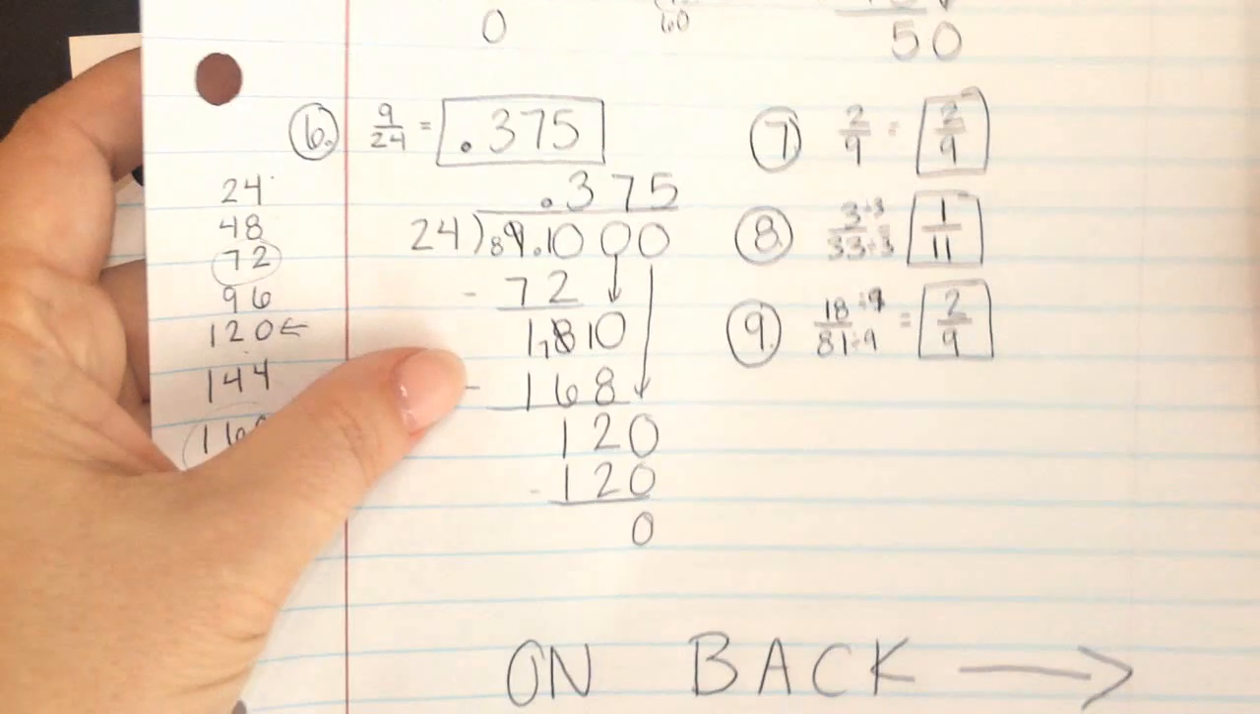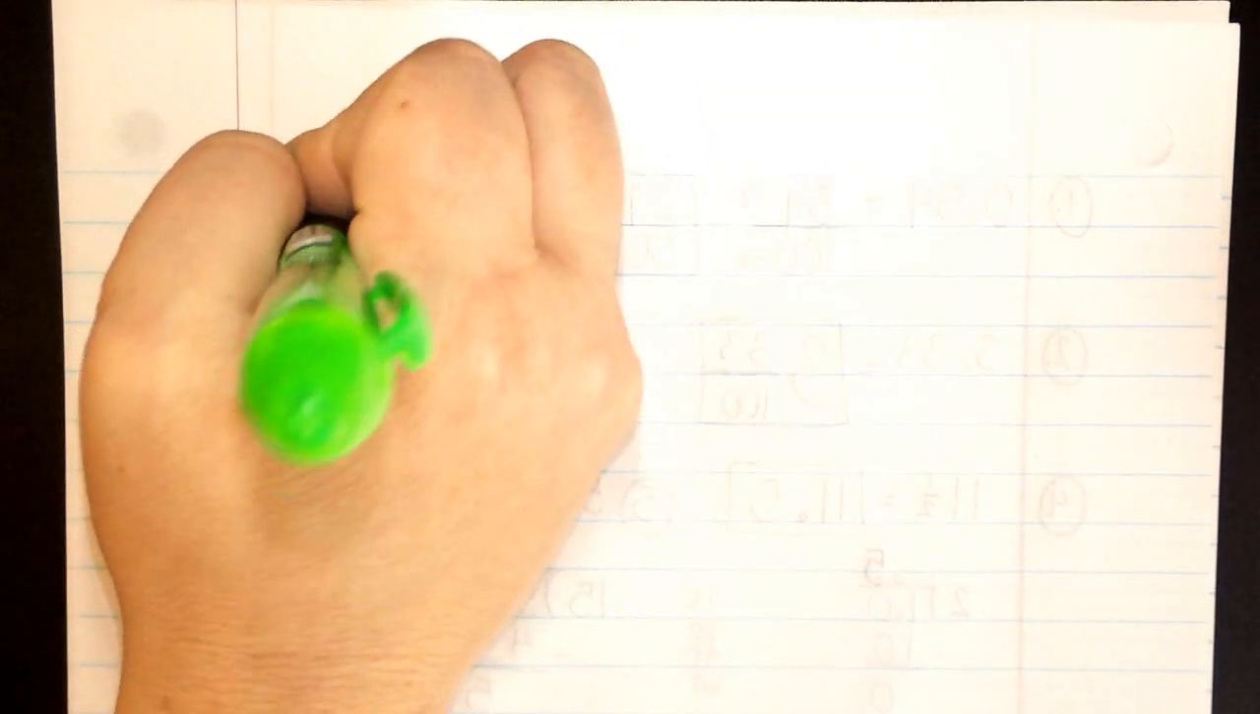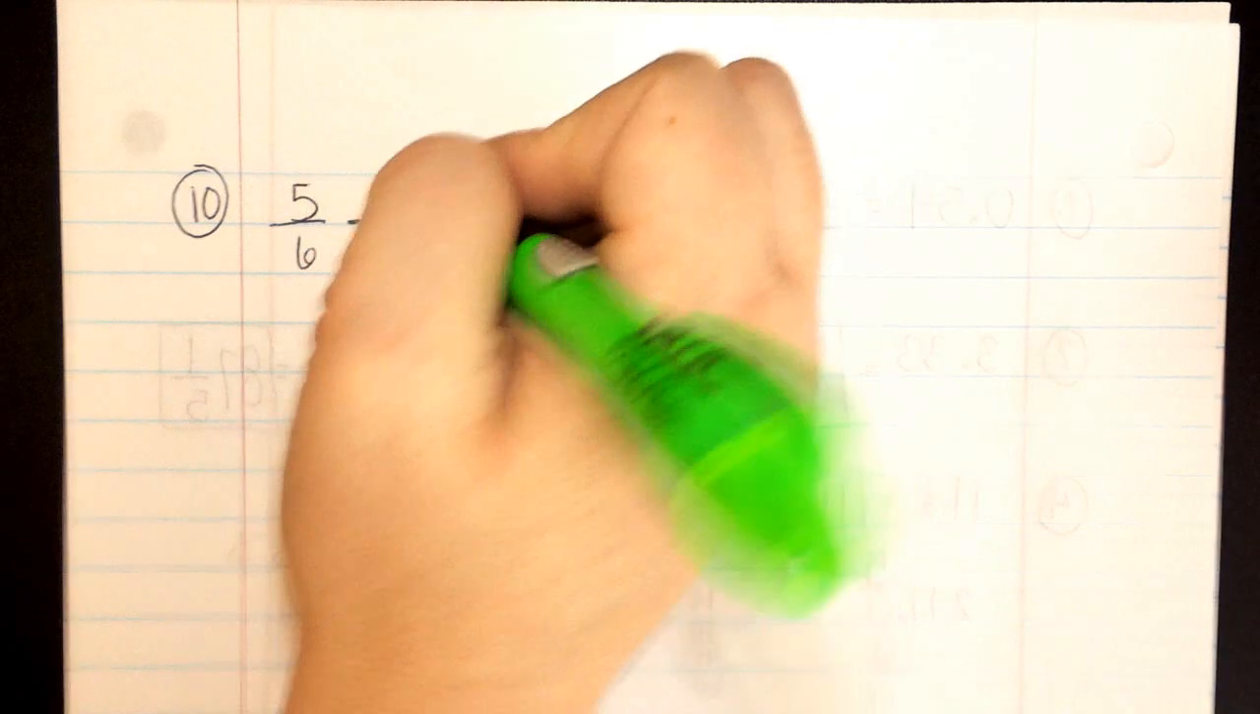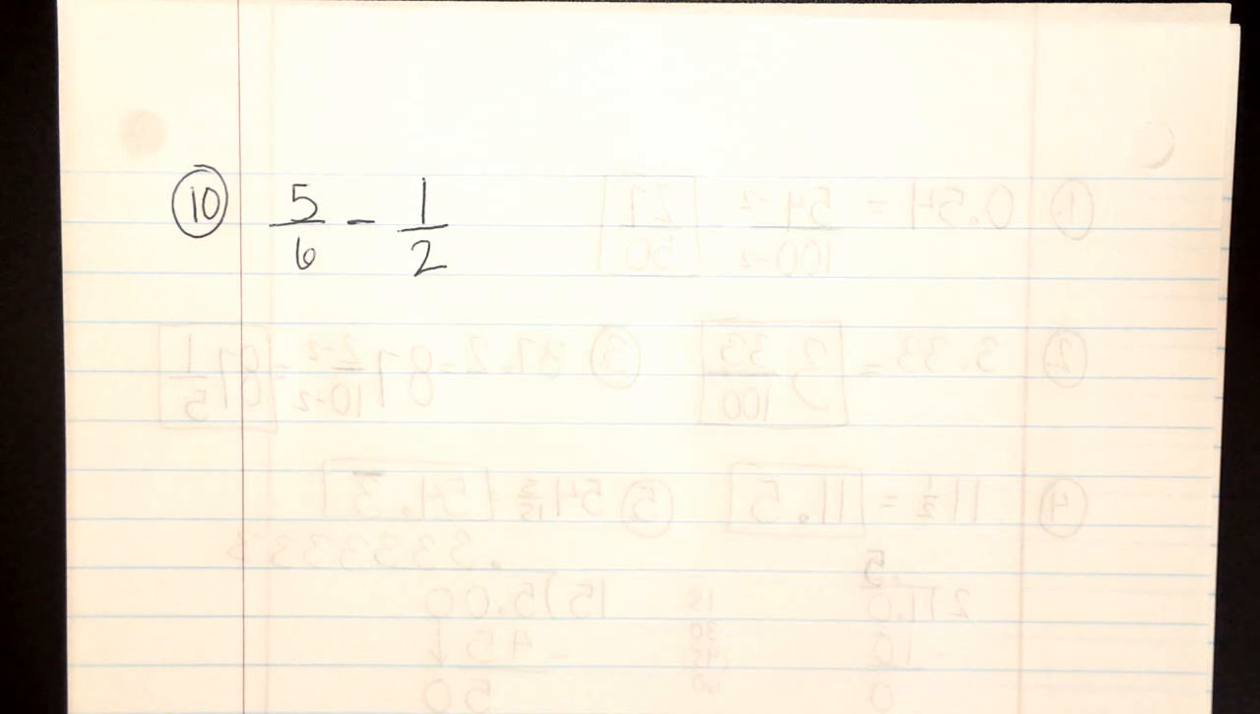Okay, so I just wrote on the back and flipping it over. All right. Number 10 says 5 over 6 minus 1 over 2. Since I know I'm writing these on a separate sheet of paper, I'm going to double check and triple check that I copied the problem down correctly. It does say 5 over 6 minus 1 over 2, so we are good.